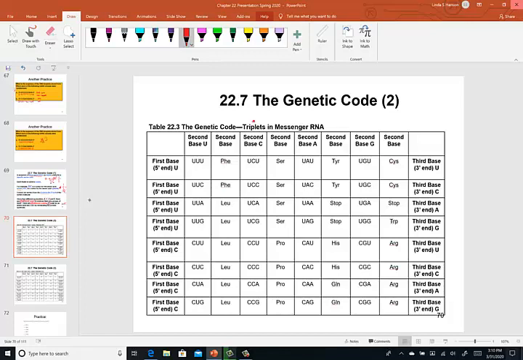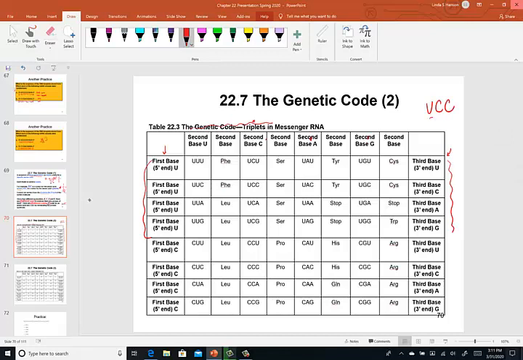All right, now remember, these are triplets in the messenger RNA. So 3 nucleotides, these are the base sequences. If the first base at the 5' end is a U, you're in this section. If the second base in the sequence is U, second base C, second base A, second base G, so you're looking at the second letter at the top. And then over here, the third base in the sequence coming from the 3' end is on the far right column.